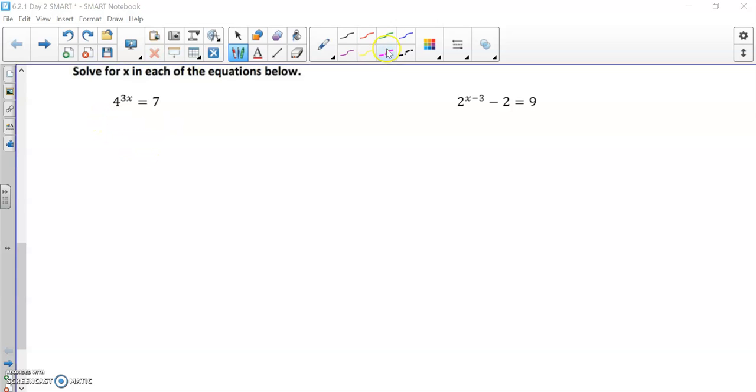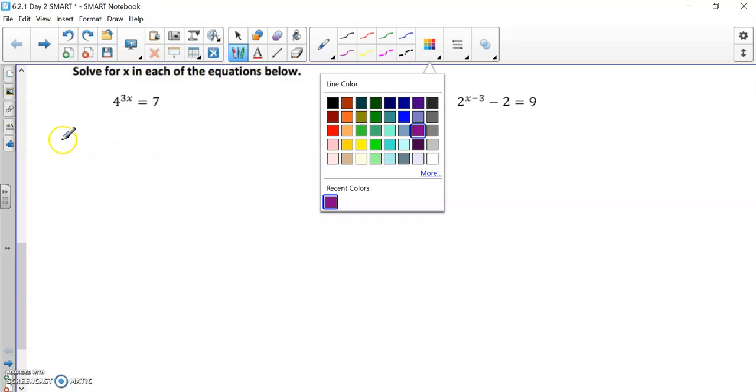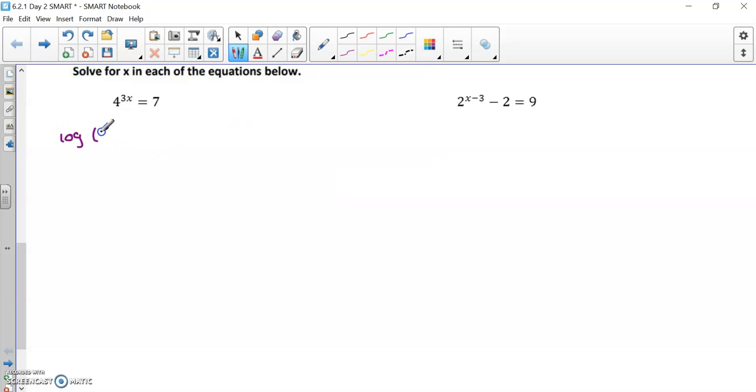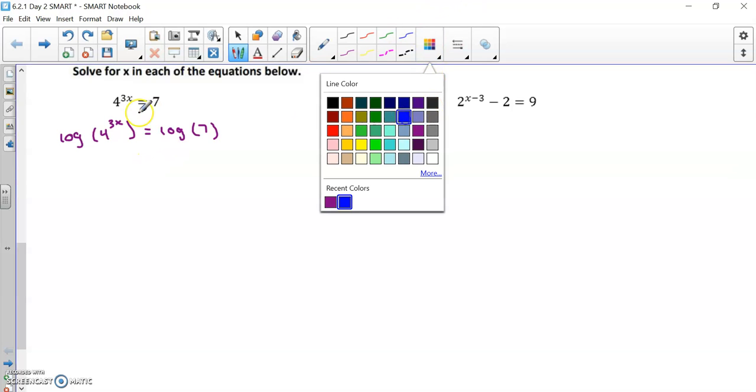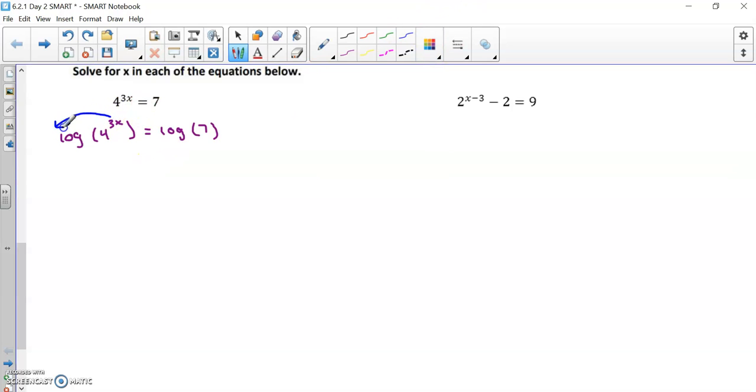So for this first one, remember our process from yesterday, right? The first thing we did was we took the log of both sides, and we did this so that we could use the power rule. All right, so we took the log of both sides, and then next we use the power rule to shove that exponent to the back seat. So we end up with 3x log of 4. That 3x is gone now, so we just end up with the 4. Nothing changes about the log of 7.